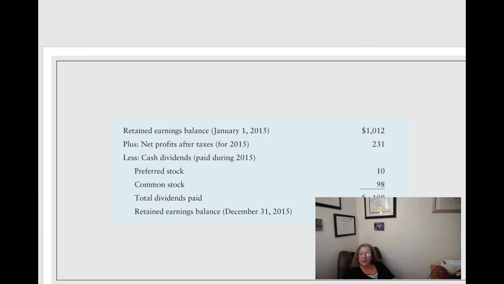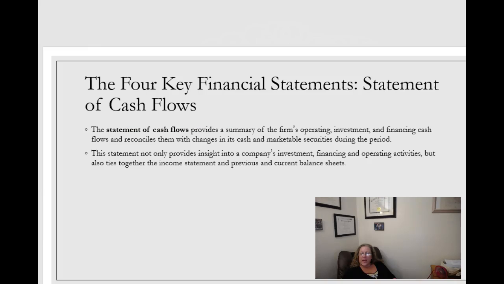Next is the statement of cash flows. This provides a summary of the firm's operating, investment, and financing cash flows, and it reconciles them with changes in the cash and marketable securities during the period. The statement not only provides insight into a company's investments, financing, and operating activities, but also it ties together the income statement and the previous and current balance sheets.